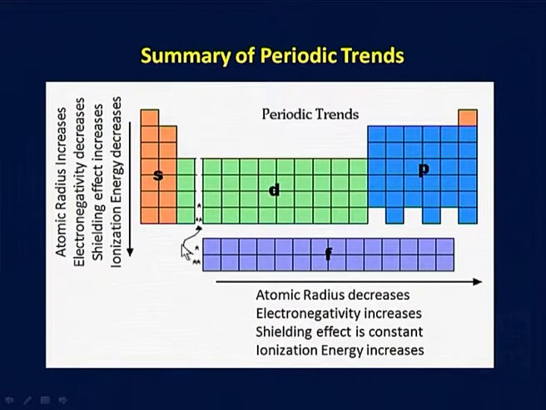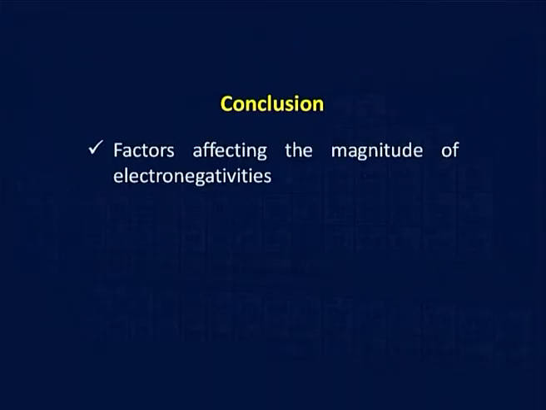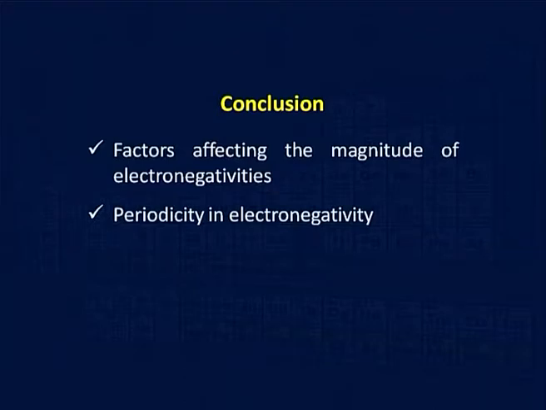In this way we have seen the various properties which show periodicity. In this chapter we learned about the factors affecting the magnitude of electronegativity, which are oxidation state, hybridization, size of atom, effective nuclear charge, ionization energy and electron affinity. Besides this, we have also studied the periodicity in electronegativity and its applications. The applications are particularly used to predict the nature of the bond present between atoms, or to explain the bond angles observed in molecules.